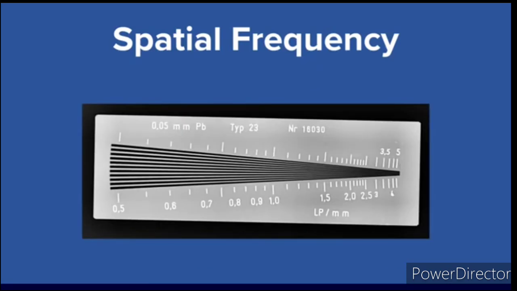I can see about 2.75 line pairs per millimeter. Unfortunately, with this image, I can't see all the way down to 5 line pairs per millimeter.